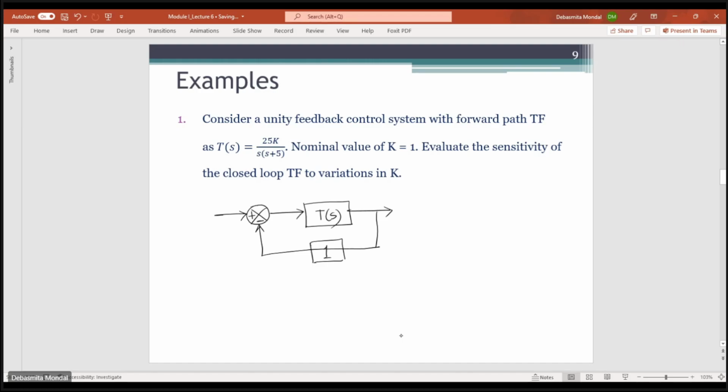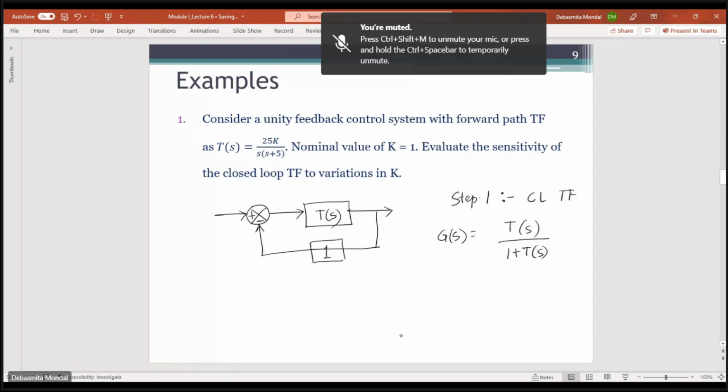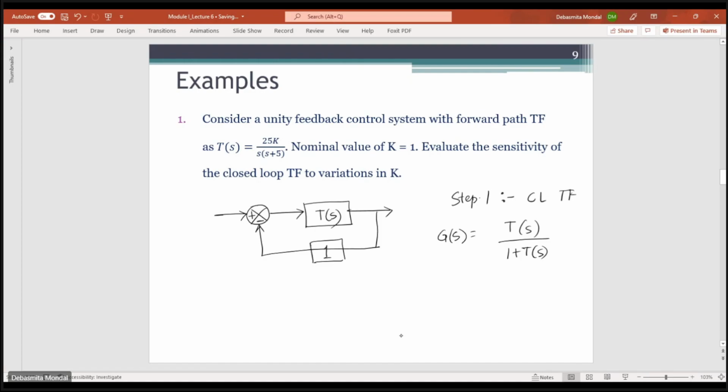Now what you have to do is find the sensitivity of the closed loop transfer function. So step 1 is to find the closed loop transfer function. So what will be the closed loop transfer function? Ma'am, it will be T(s) by 1 plus T(s), because the feedback is 1, like unity feedback. Yes, so it will be T(s) by 1 plus T(s). So this is the closed loop transfer function.